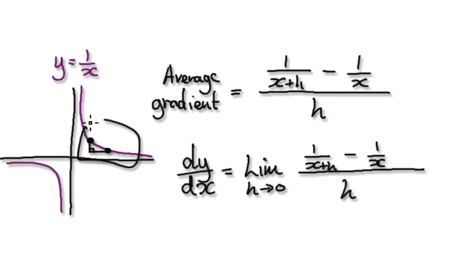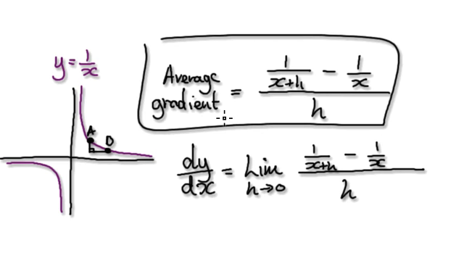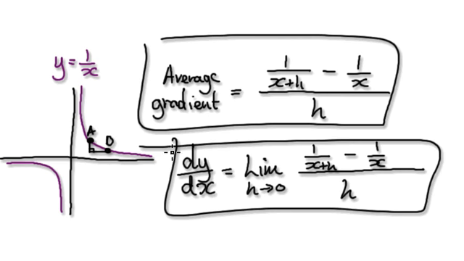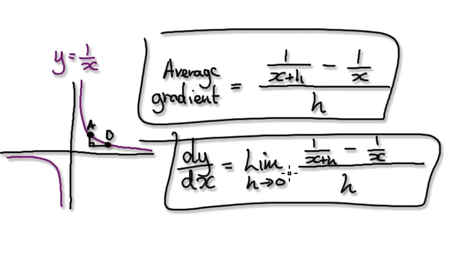And then we use the same technique for y equals 1 over x. And again, set up this system, set up A and B. The average gradient that exists between A and B is given by this, but then the true gradient is when you take the limit as h tends to 0.